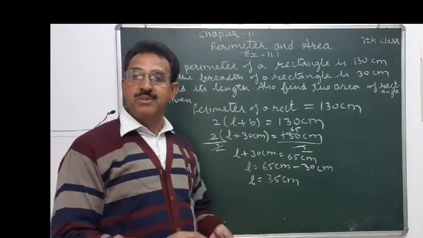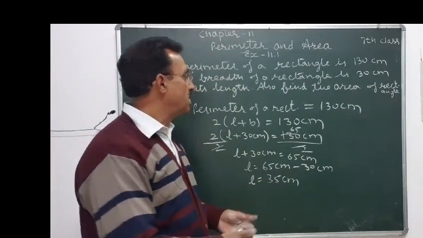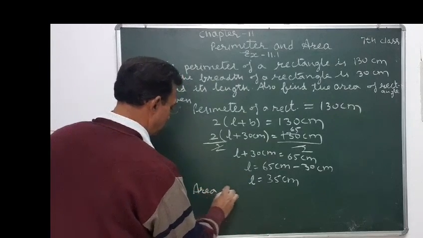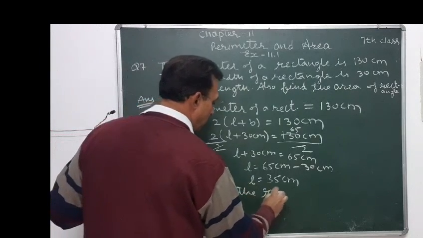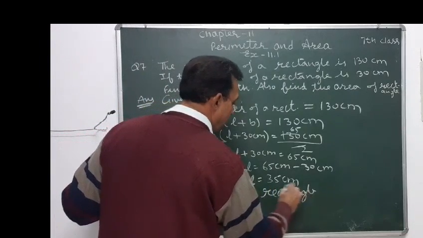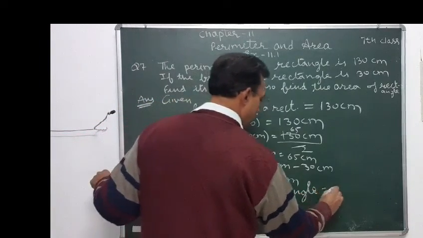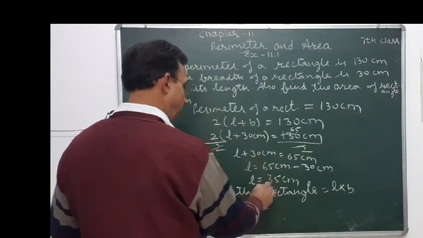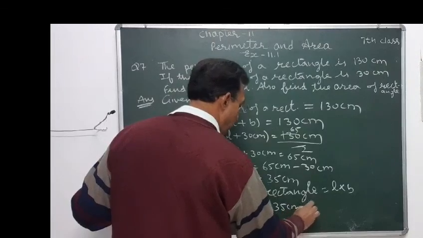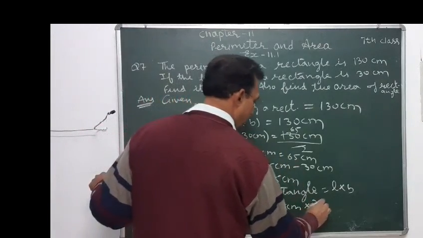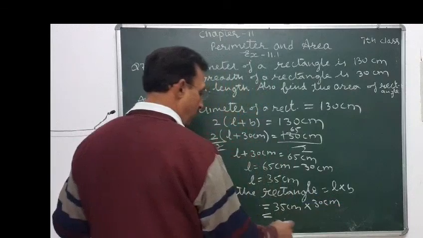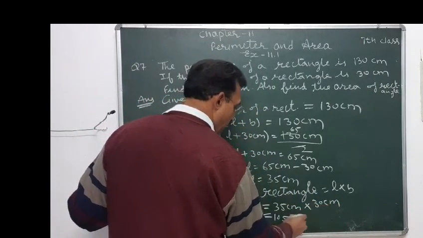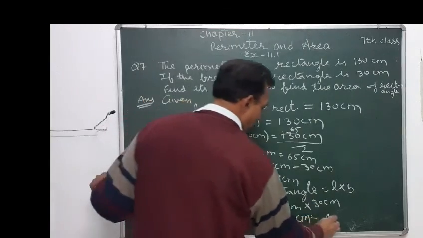Now we have got both the dimensions, length as well as the breadth. We can easily find out the area of a rectangle. So area of the rectangle is equal to length into breadth. The length is 35 centimeter. Breadth is given in the statement, that is 30 centimeter. So multiplying, 3 into 5 is 15, 3 into 3 is 9 and 10, and this 0 centimeters here. So this is the answer.